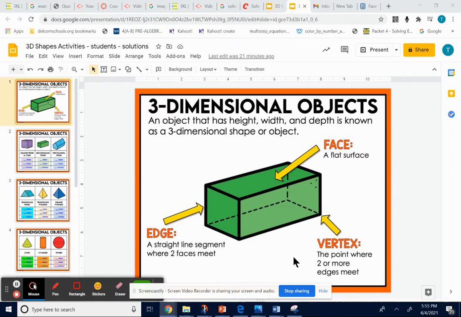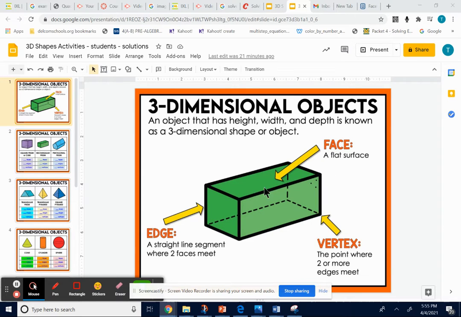Okay, this video is supposed to help you with the 3D shape lesson if you're not in class. We're going to look at three-dimensional shapes and think about faces, edges, and vertices. Vertices is the plural of vertex.